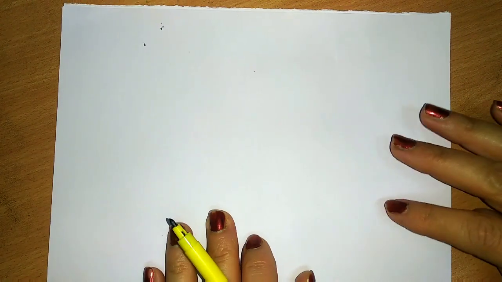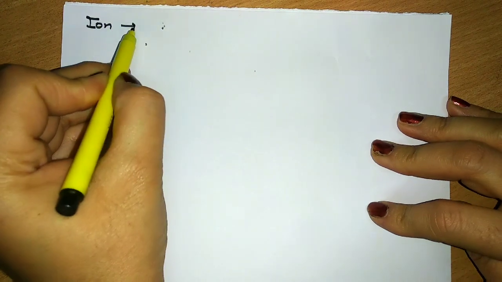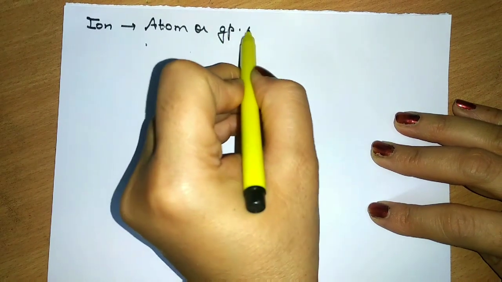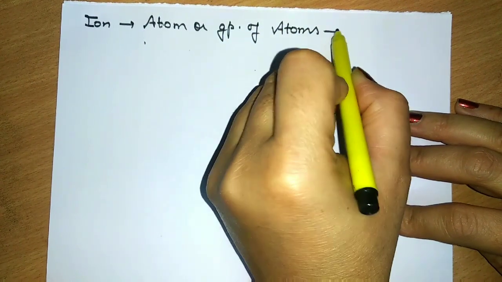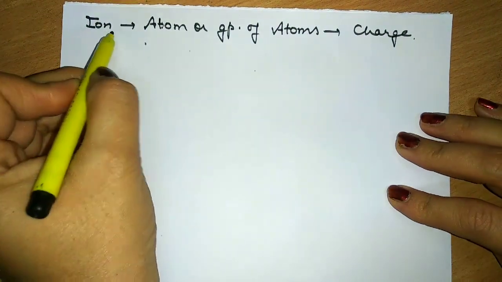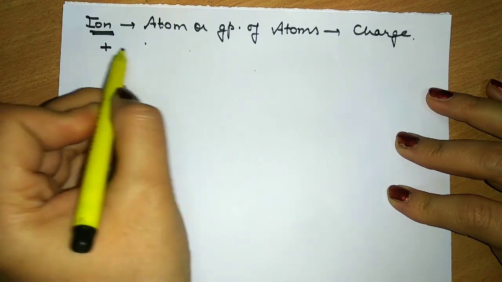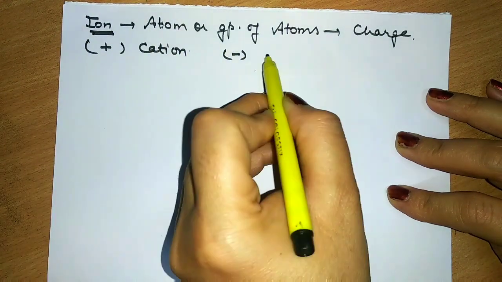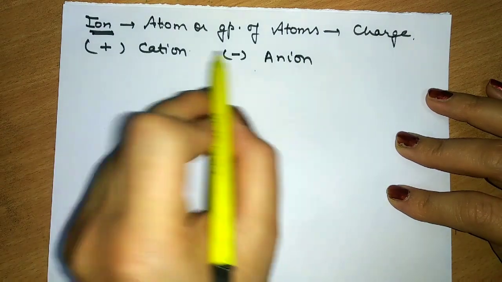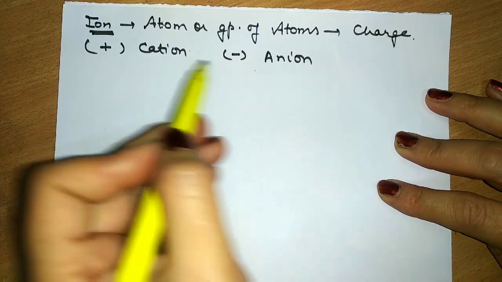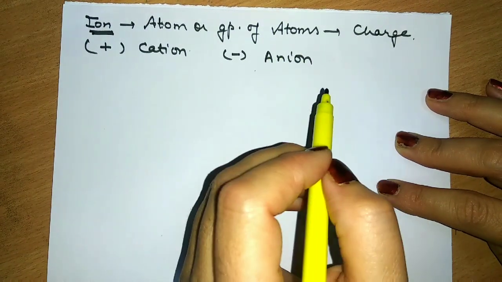Now the thing is, we'll talk about the next heading as ion. What is an ion? When we talk about ion, it is any atom or sometimes group of atoms, but they carry some charge, either positive or negative. We call them as ion. If it carries positive charge, then I call it as cation. If it carries negative charge, then we call it as anion. So we have cation, we have anion. Cations are the ions that carry positive charge, and anions, ions carrying negative charge.